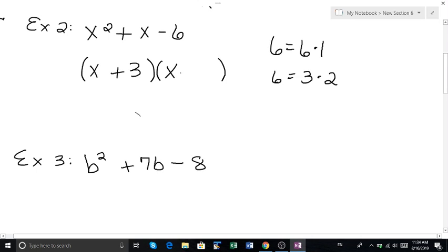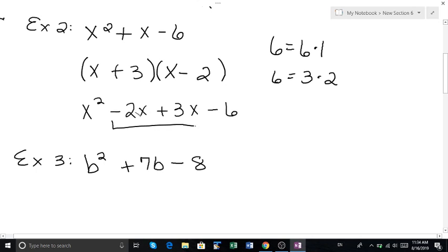And I said positive 3, negative 2. All right, now I have no idea what happened to that, so I'm just going to rewrite it. I must have clicked back or something on my pen. Okay, so now I'm going to FOIL it, to double check it. So first is x times x, which is x squared. Outer is x times negative 2, which is minus 2x. Inner is 3 times x, so that's positive 3x. Last is 3 times negative 2, which is negative 6. We combine our like terms. x squared plus x minus 6. And that's what we started out with, so we're good to go.